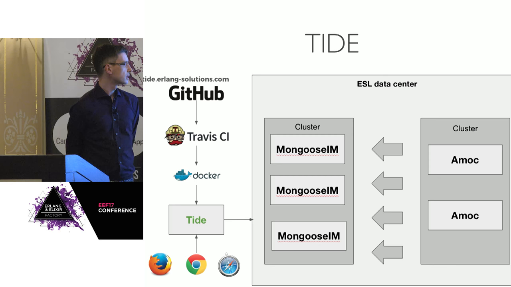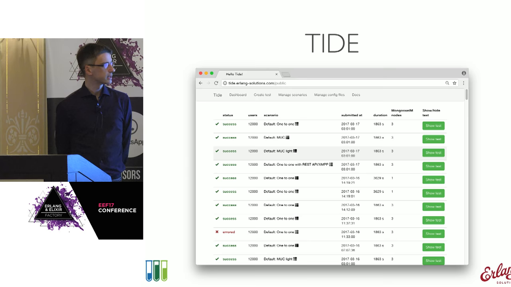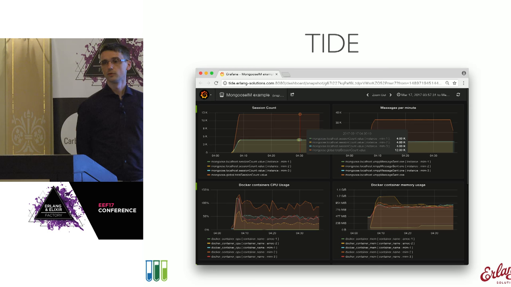continuous integration workflow. And we get a dashboard, but this time we don't show how many tests have failed, but instead we show metrics that were captured during load testing. And you can compare and contrast different metrics between different pull requests as you move on with your development.